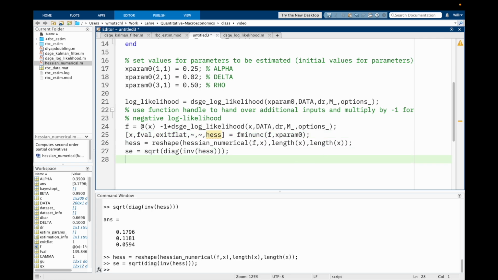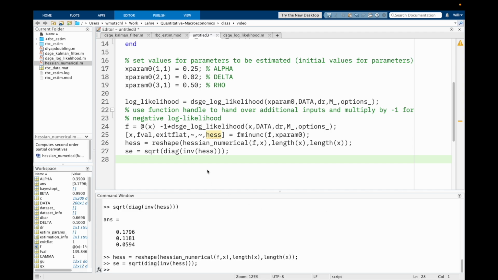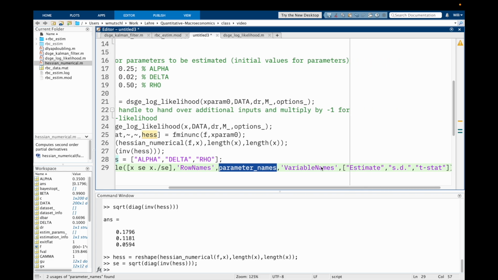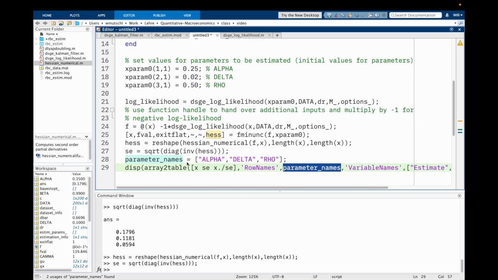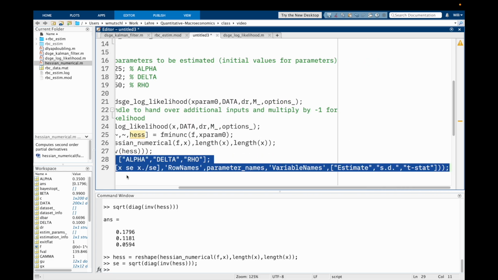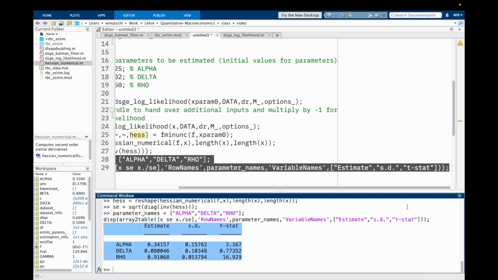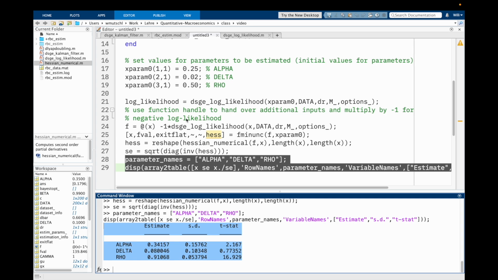And then let's display the results. So I have alpha, delta, and rho. Let's display point estimate, standard error, t-statistic. Parameter names are my rows in this table, estimate, standard deviation, and t-statistic. There you go. You have a maximum likelihood estimation.